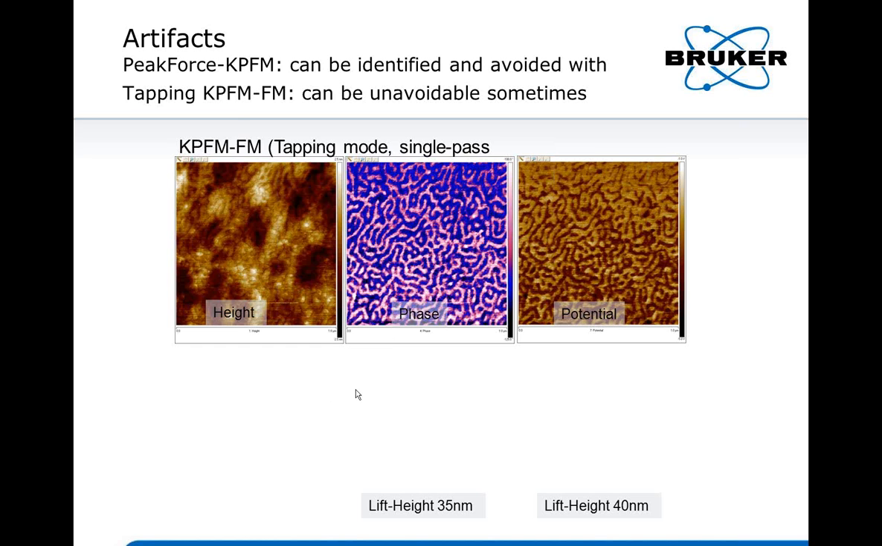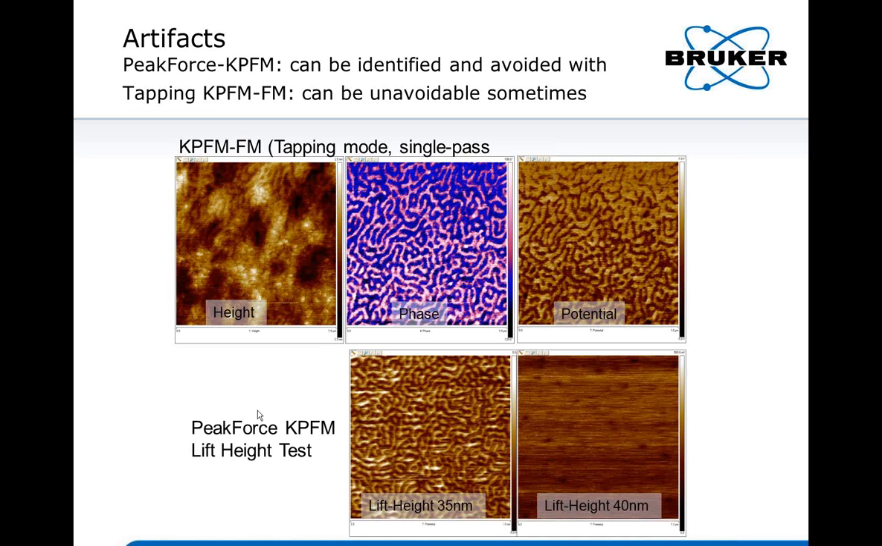And there's no way for tapping mode KPFM to tell whether it's artifact. You cannot raise the tip much higher anymore. Now, for the sample, we switch to PeakForce KPFM. Again, we try the lift height method. In the middle, if we use a lift height of 35 nanometers, we see a very good potential map there. It's very crisp.